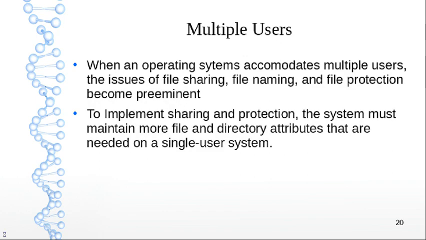The first is the multi-user database. When an operating system accommodates multiple users, the issues of file sharing, file naming, and file protection become preeminent. To implement sharing and protection, the system must maintain more file and directory attributes than are needed in a single-user system.